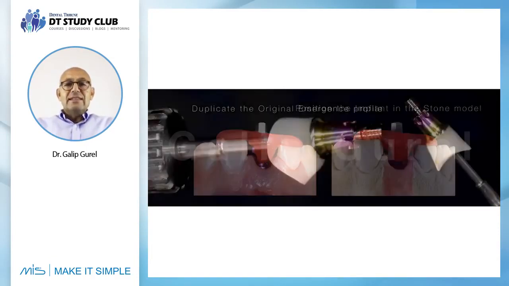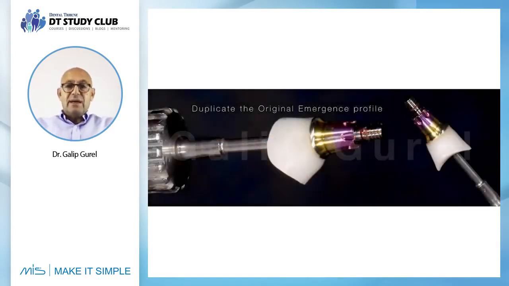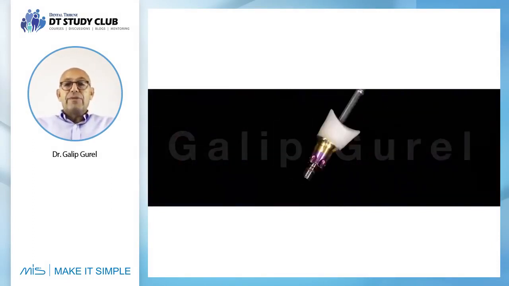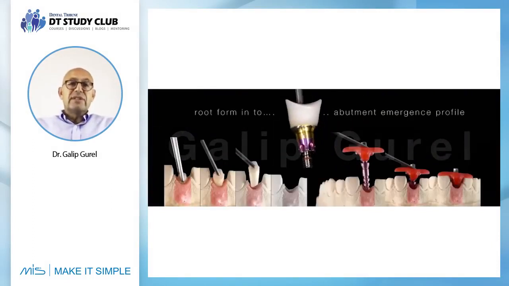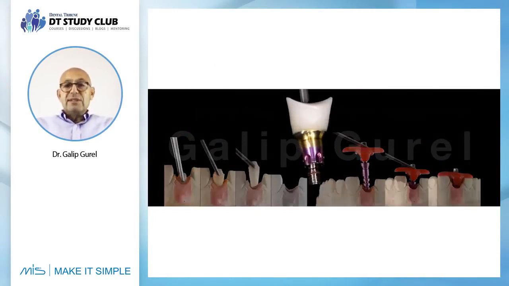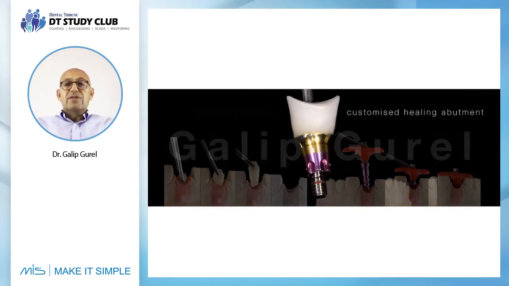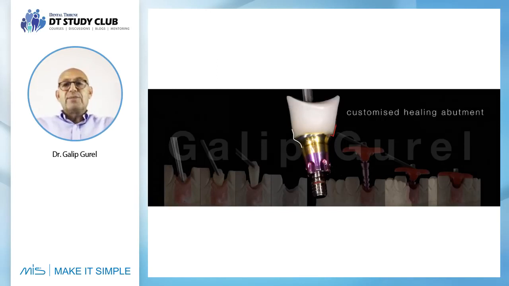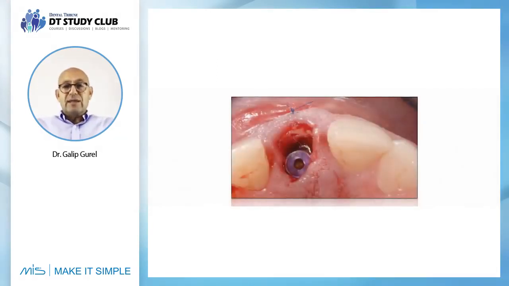Then this gives us the chance to build up the rest of the part from the head of the implant all the way up to the gingiva, copying exactly the shape of the original root surface. So it's root form into the abutment emergence profile. So we should get rid of the corners, just soften these parts, and then go from as narrow as possible towards a wide outcome.